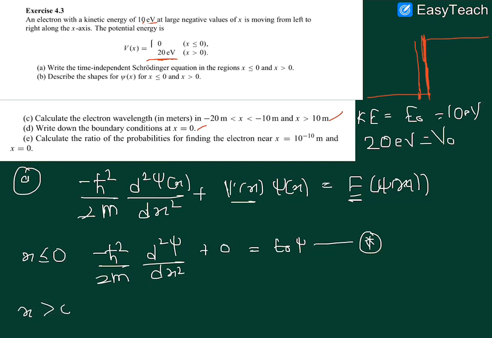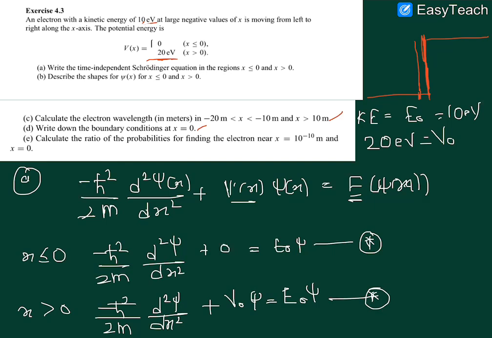and for x greater than 0 it would become minus h cut square by 2m d square psi by dx square plus v naught into psi. V of x is v naught, so it's a constant potential from 0 to infinity, I'd like to mention that, and e naught psi. Alright, so this is the Schrodinger time independent equation in the region x greater than 0. So these are the two things. So I think we have covered the first question.